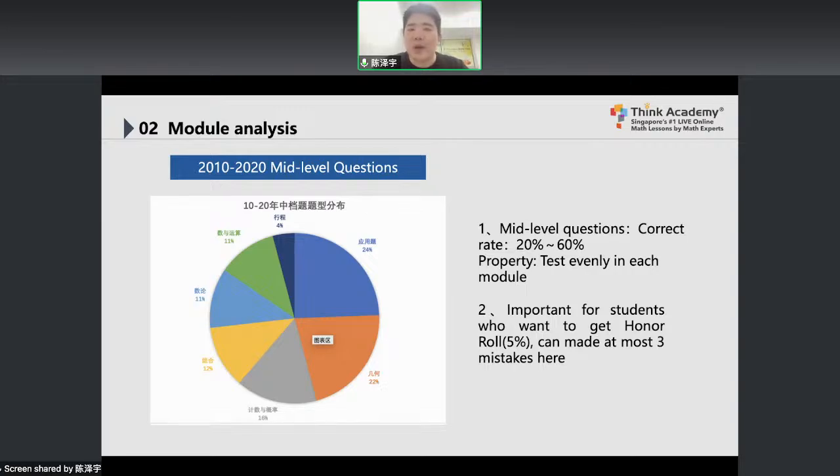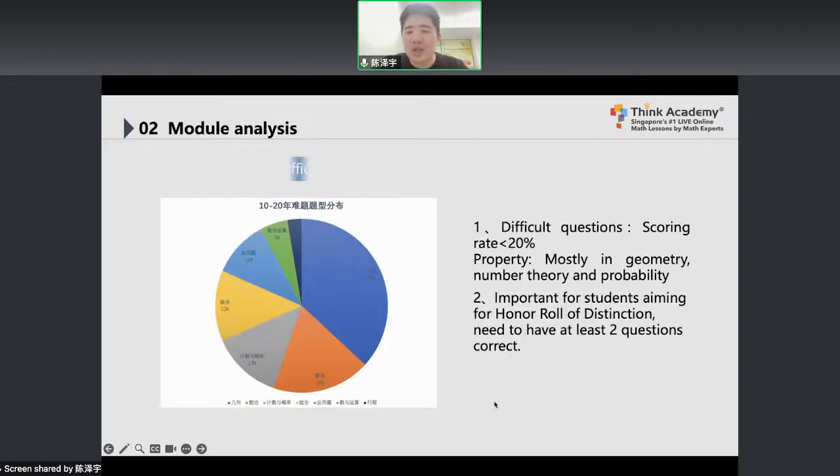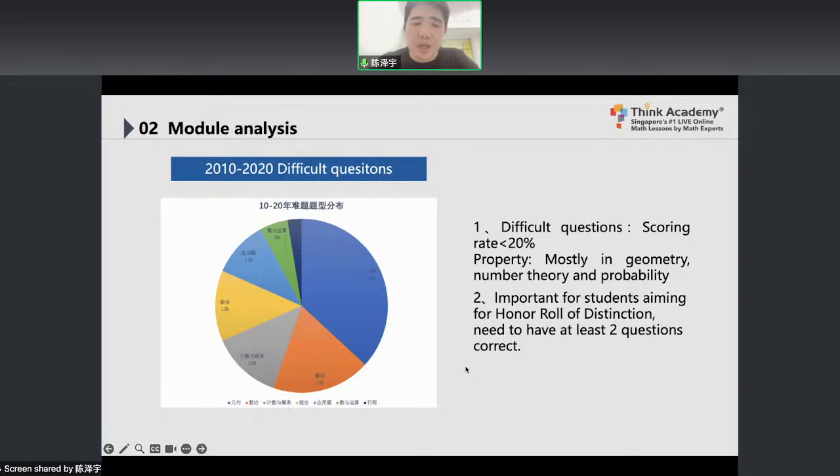Why only 3 mistakes here? Because we have some hard questions. We have some difficult questions, which mostly occur in the last 5 questions. The scoring rate of these difficult questions is less than 20%. So look at the pie chart. You can see that the difficult questions are mostly in geometry, number theory, counting, and probabilities.